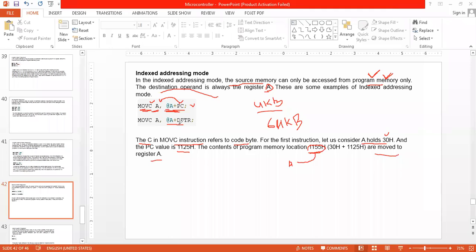Here also it is the same. DPTR will have some address and A will have some address. Both are added up, and then the data from that memory location is stored into the A register.